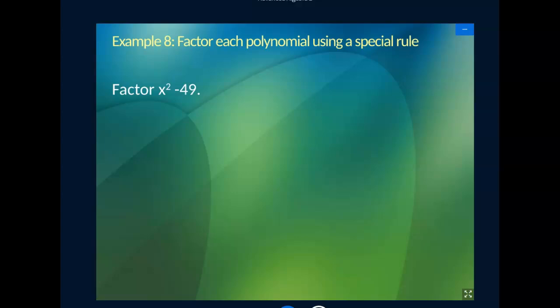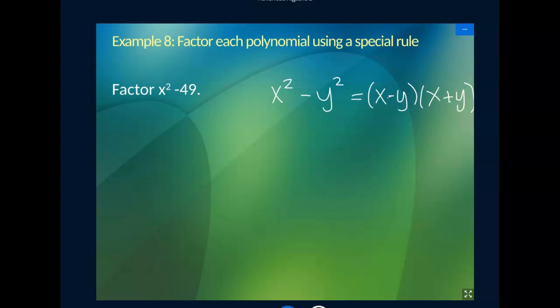Okay, this is also a special rule. This one is called a difference of squares. And a difference of squares is where you have the first number squared minus a second number squared. So both have to be perfect squares. And then this one factors as one positive and one negative. It does not work if you add 2 perfect squares.